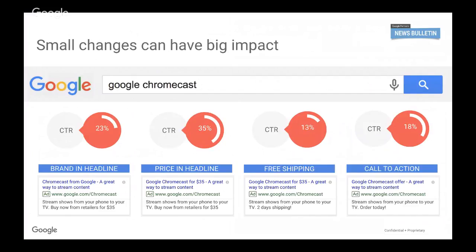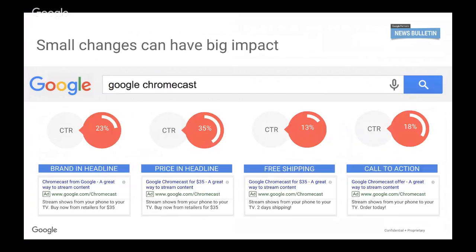The first one shows that we used a brand in the headline. So instead of saying Google Chromecast, they tested Chromecast from Google, and you see that the CTR is 23%. But when you include the price in the headline, the CTR increased by 35%. Free shipping, so including that USP in the title and the description, actually decreased the CTR by 13%, and having a call to action increases CTR again to 18%.